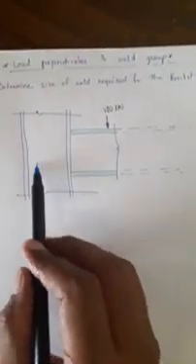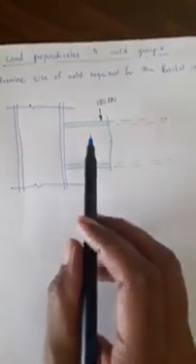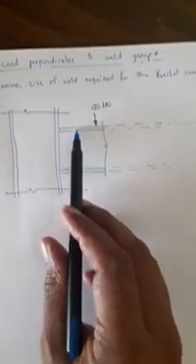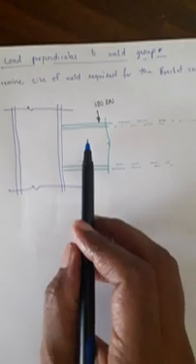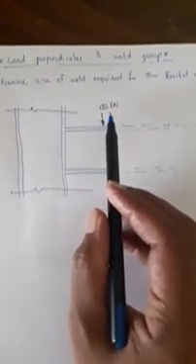Let this vertical element be one column. This is the flange. This is the web. Another beam is connected to the flange of this column. So these two are the flanges. This middle portion is the web. The load acting is 150 kilonewtons.